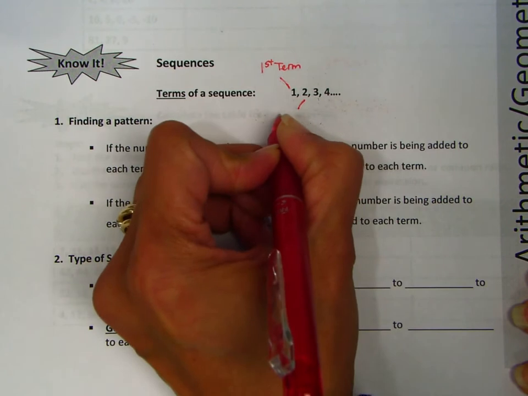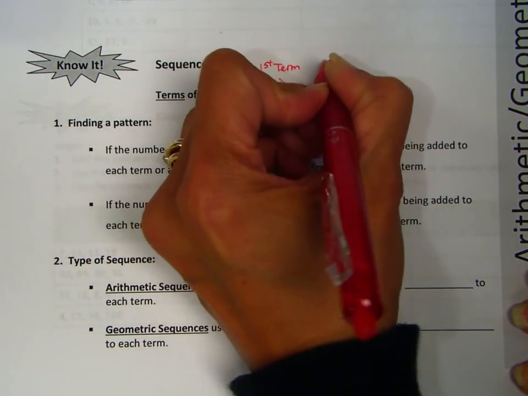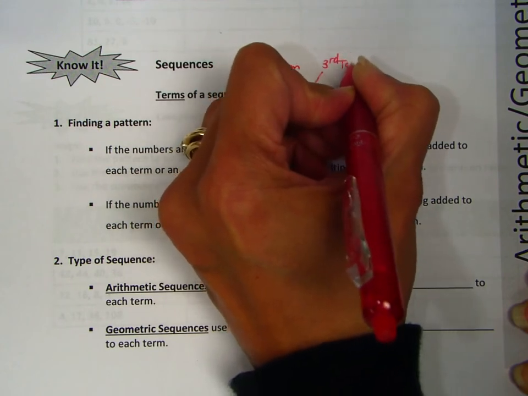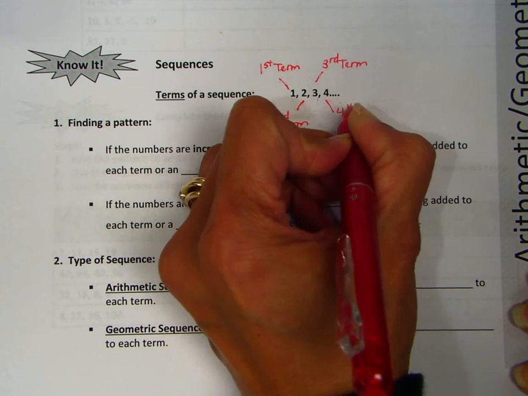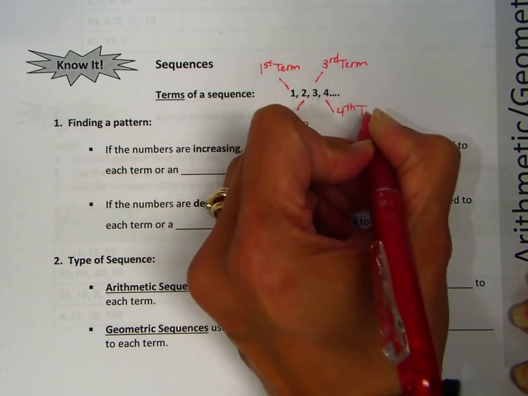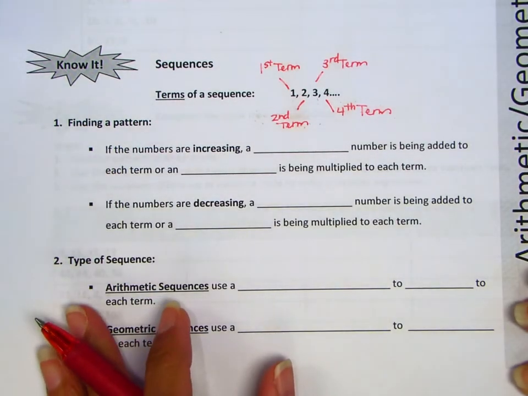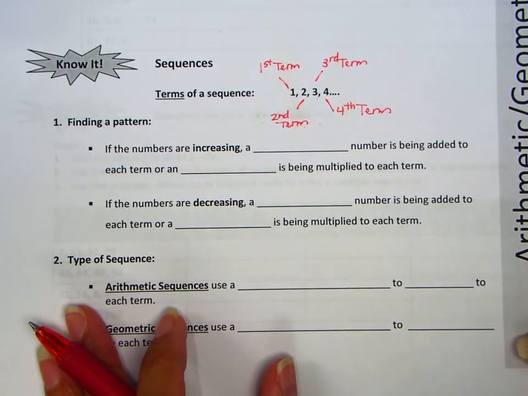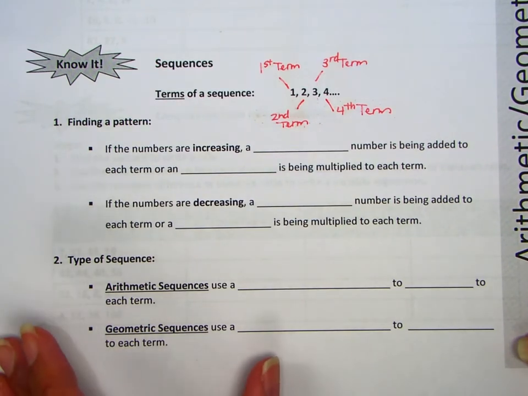Next we have the second term, third term, fourth term, and it doesn't matter what number is in that place, it's still the first, second, third, fourth term and all the way through the sequence. So I'm going to be using the word term, so be sure you understand what it means.